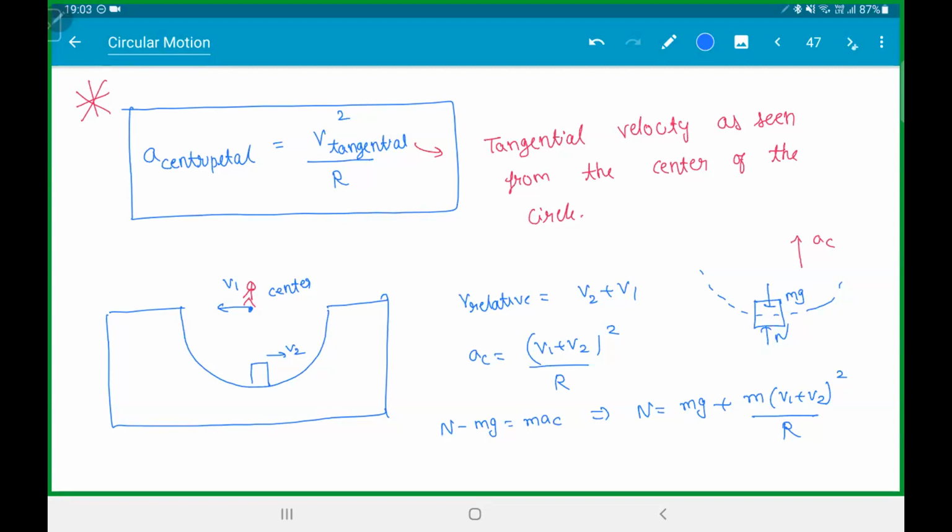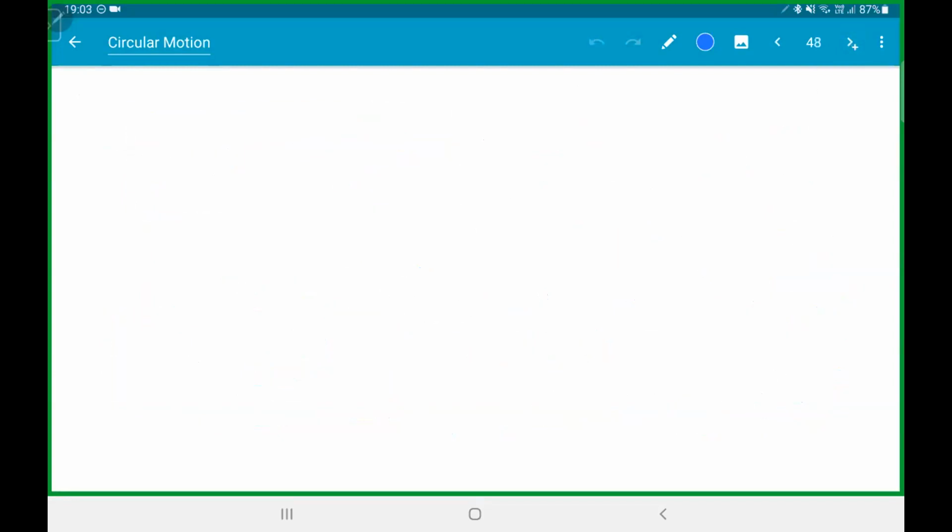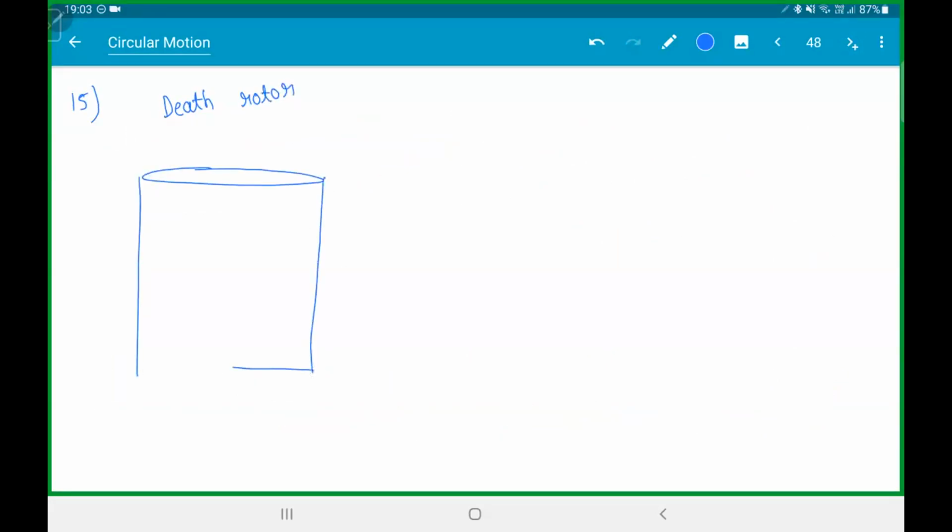Clear? Let's see a question. Let's do something a little simpler and easy to digest. A death rotor. Name looks interesting. So we have a cylinder. I'm sure you must have seen this in a circus or something. The cars keep going round, round, round. So we have a person here standing on the edge of this. This whole cylinder is rotating with omega. The radius is r. Mass of the man is m. And friction is mu.